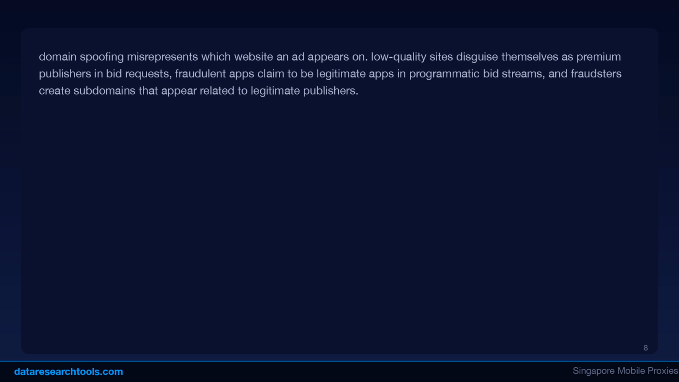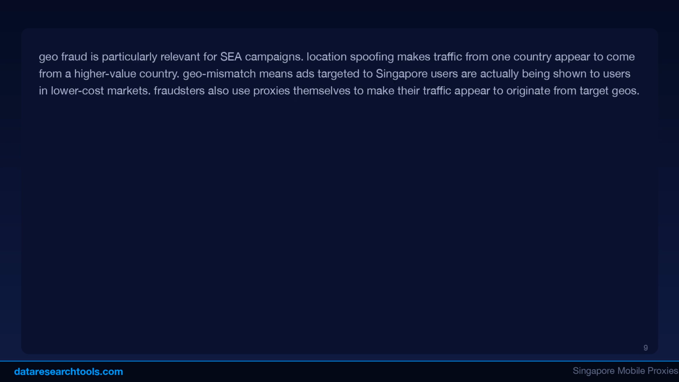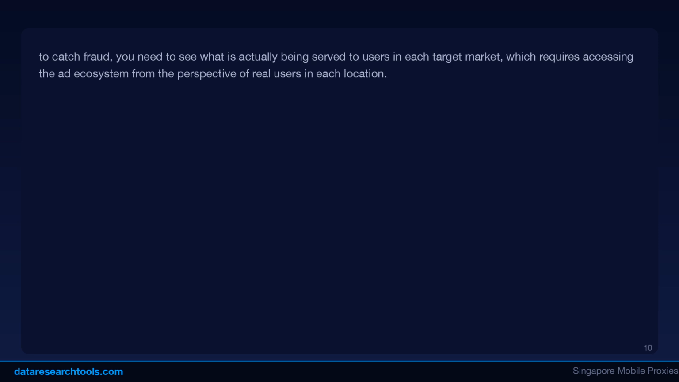The verification problem is this. When you try to verify ads from your office, you see what the ad network serves to your IP address and location, which tells you nothing about what is happening in other markets. Fraudsters exploit this by serving legitimate ads to known verification IP ranges while running fraud on other traffic, showing different content based on geographic location, and detecting data center IPs and altering behavior when they suspect monitoring.